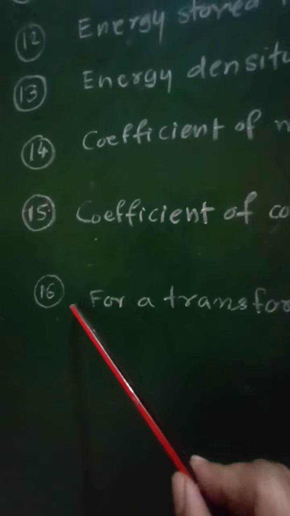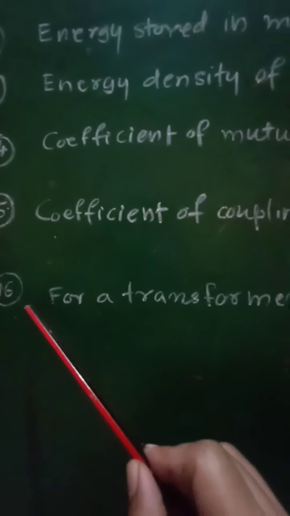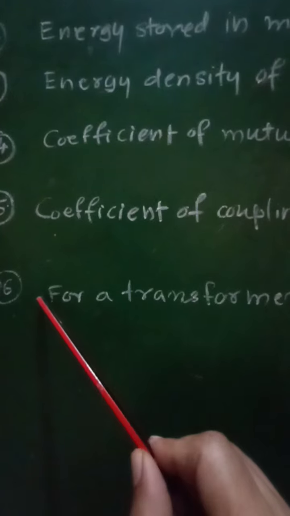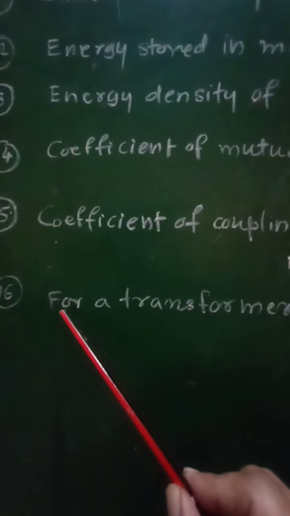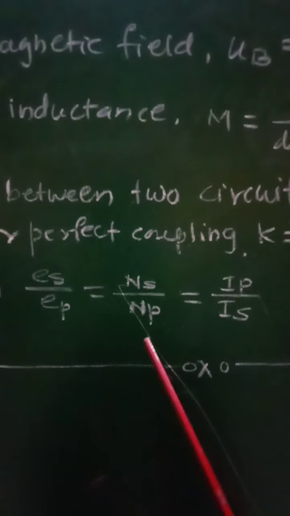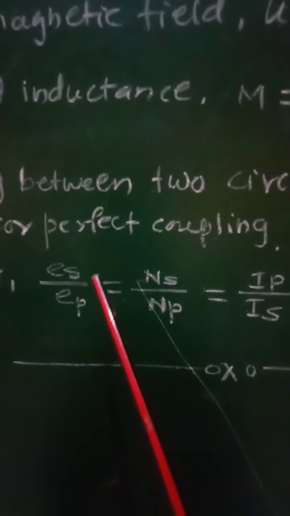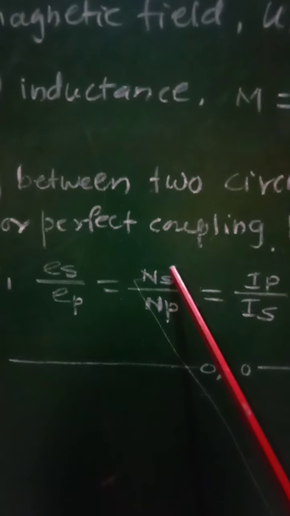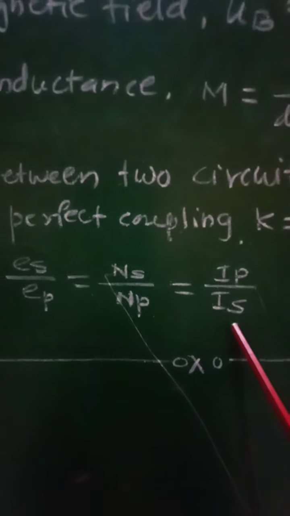Then 16th formula gives the relation between the EMF of primary and secondary, the number of turns of primary and secondary, and currents in the primary and secondary. Therefore for a transformer we can write ES upon EP equal to NS upon NP equal to IP upon IS.